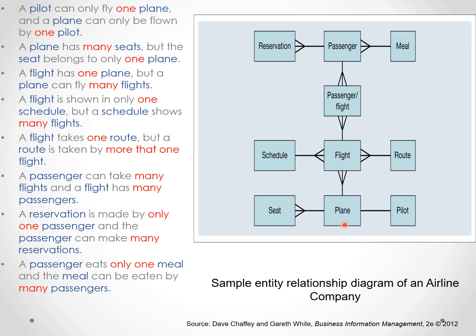I don't want you to think about seats as all of them. I just want you to think about a single seat inside the plane. So a single seat can only exist once inside the plane. So that's why the relationship is a one relationship. Let's have another example.